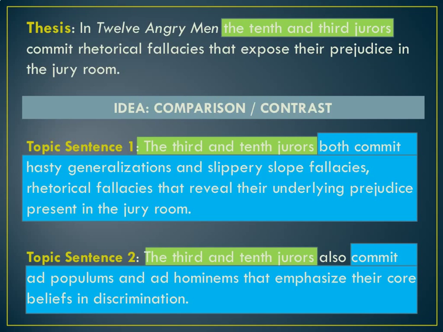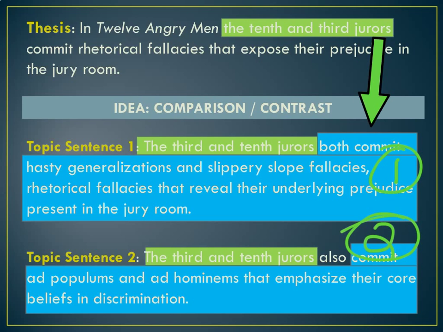So if you look at the sentences, then what you'll notice is that each topic sentence, in this case, is focused on a specific similarity. And so this blue language that you see here is where they're signaling the organizational choice. So similarity number 1, they're going to write about that they both commit hasty generalizations and slippery slope fallacies, etc. And then the second similarity is that they both commit ad populums and ad hominems, etc.